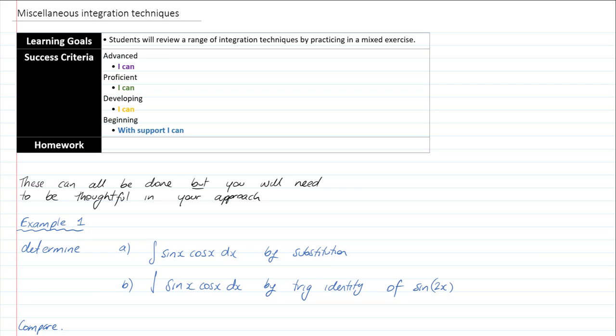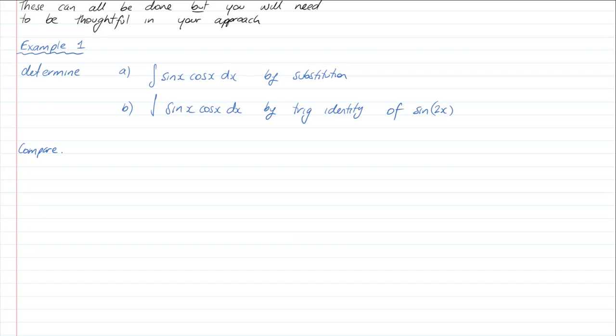So you can see here the success criteria is not well designed, but I found it quite difficult to set it up because this is just a miscellaneous set of work. It comes with a whole range of different techniques that you'll need to use. And this exercise, the equivalent one in the textbook, will be like that as well. It's actually a really good exercise for you to practice the choices that you make when you're doing your integration. So let's have a look at example 1.